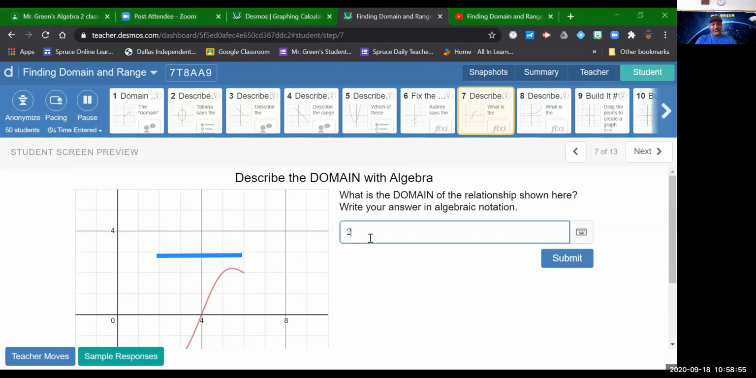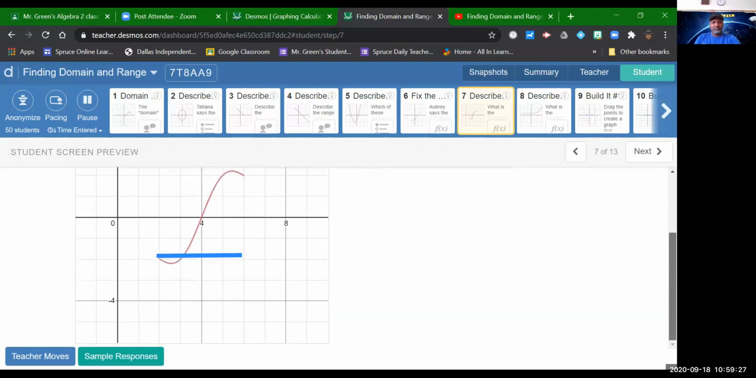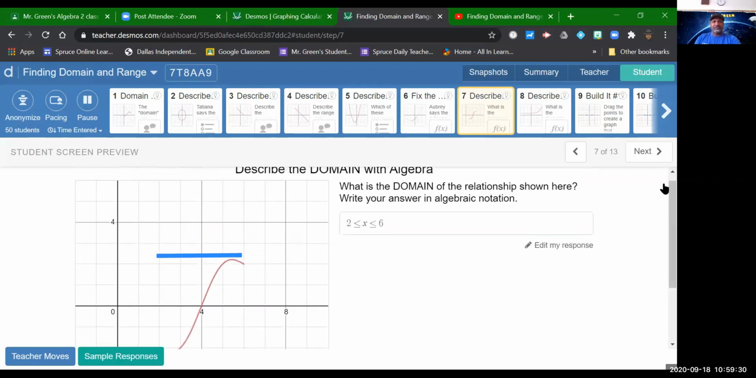The domain is from +2 to +6. I'm going to say 2 is less than or equal to x, because there are no open circles, and I need another equal sign there, less than or equal to 6. It went all the way to 6. And that's my answer. That's the domain of that graph.